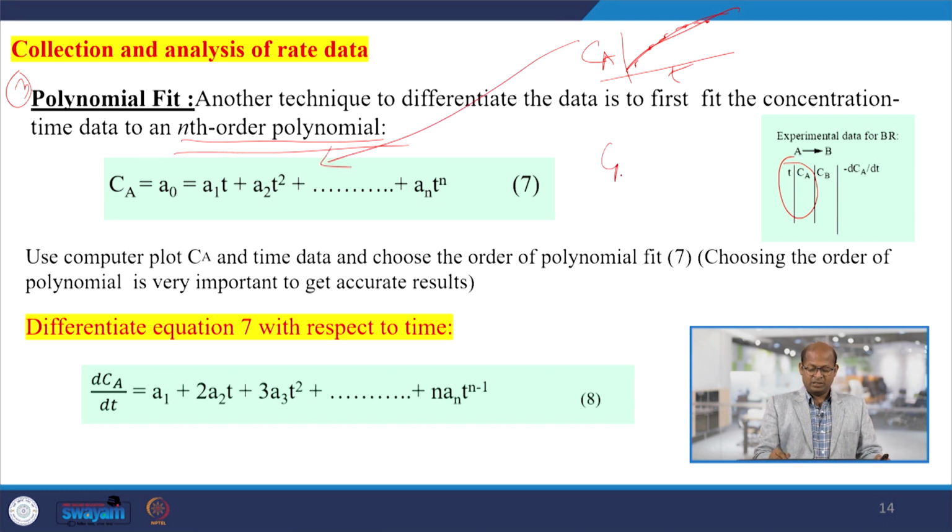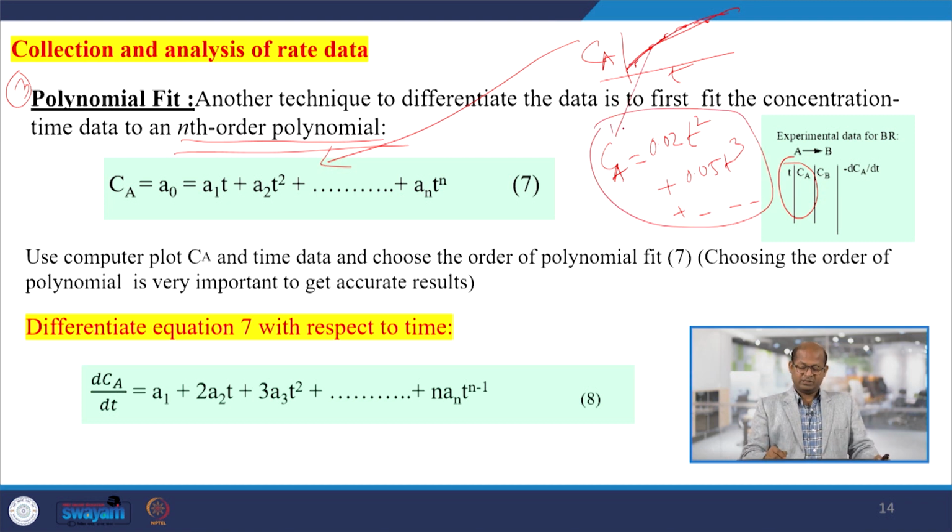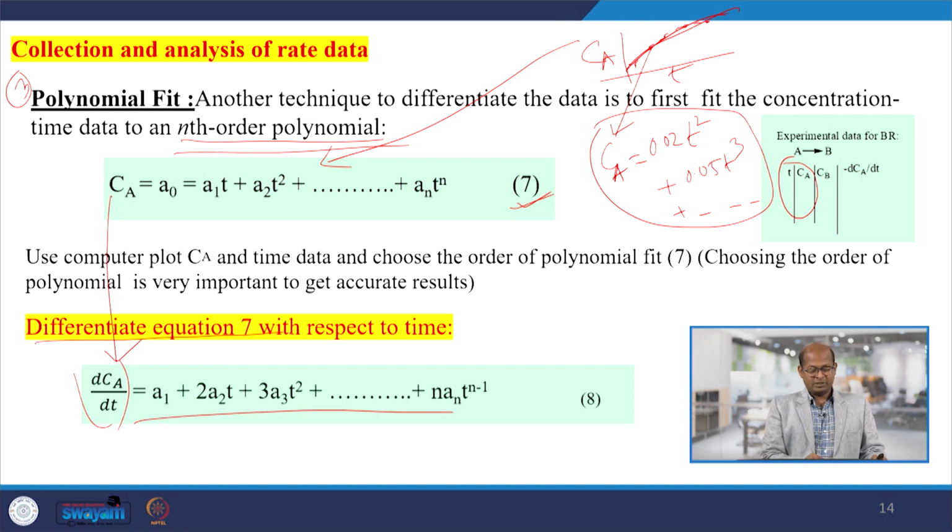So CA equals some value, let us say 0.02 t square plus 0.05 t cube, like this. This data would be fitted like this, as an nth order polynomial. So we get equation 7, and after that we have to differentiate it with respect to time. If you differentiate this with respect to time, we get this equation 8. After differentiating equation 7 with respect to time, we can get dCA by dt.